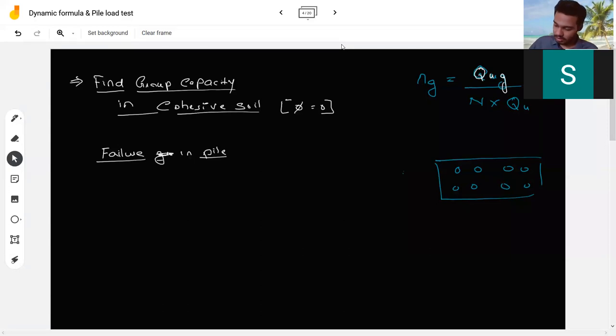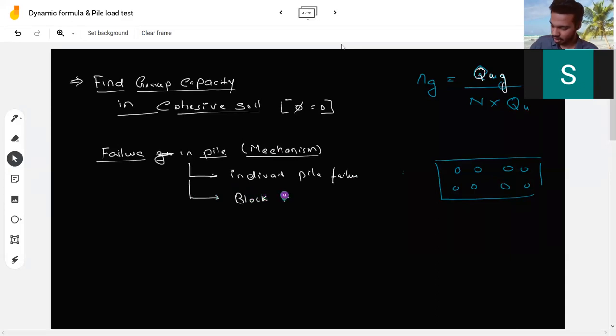One type of, see this failure I can also say the technical term में हम mechanism बोलते हैं. अगर आप ऐसे टू अच्छे से पढ़ी हो, you would be knowing what is mechanism. Mechanism मतलब failure. Okay. Now this mechanism, or failure of pile, it has two modes. One is it can have an individual pile failure, or it can have a bulk failure, that is block failure. एक एक करके देखते हैं.